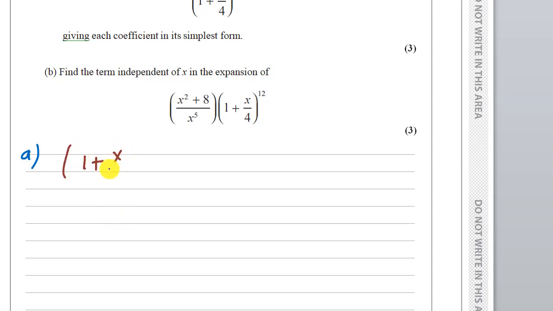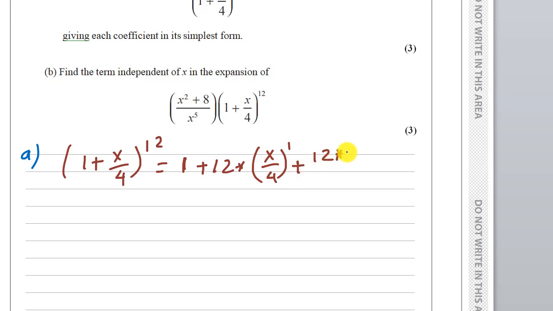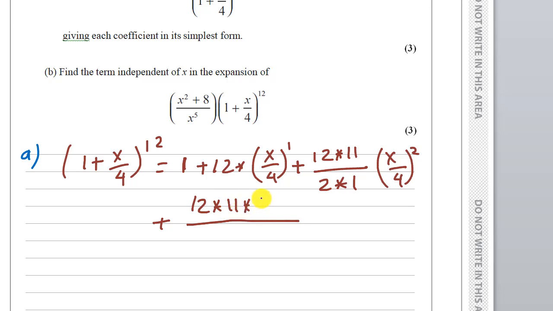So we have (1 + x/4)^12 equal to 1 plus n, which is 12, multiplied by (x/4)^1, plus 12 multiplied by (n minus 1) divided by 2 multiplied by 1, (x/4)^2, plus 12 multiplied by 11 multiplied by 10 divided by 3 multiplied by 2 multiplied by 1, (x/4)^3. You need 4 terms: 1, 2, 3, 4.